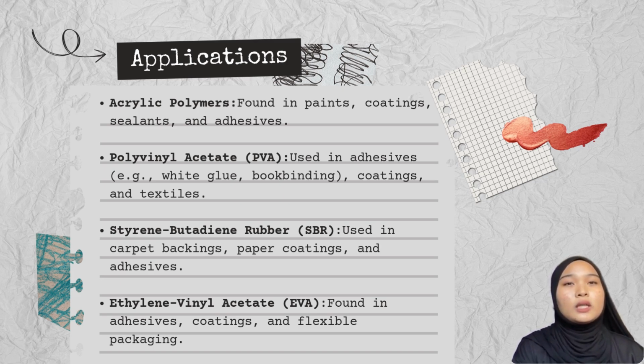Natural rubber latex is widely used in gloves, balloons, and mattresses. These polymers are valued for their safety and sustainability.